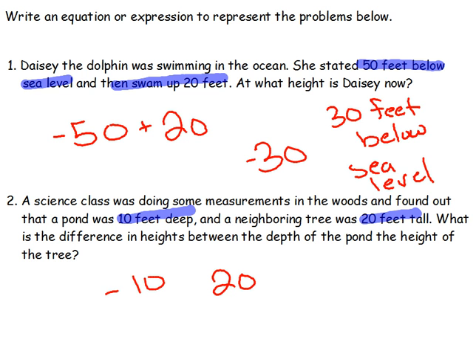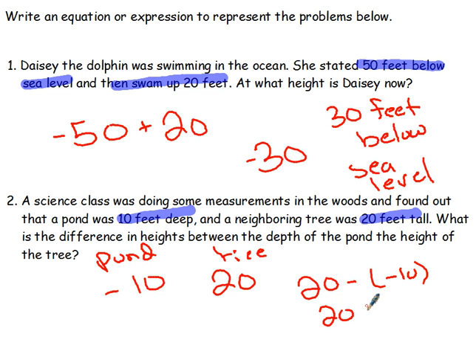So, negative 10 represented my pond, and 20 represented my tree. So we're going to go 20 minus negative 10. We can go stay, change, opposite. So 20, change minus to plus, negative 10 becomes 10. So 20 plus 10 is 30. So there's a 30 feet difference.